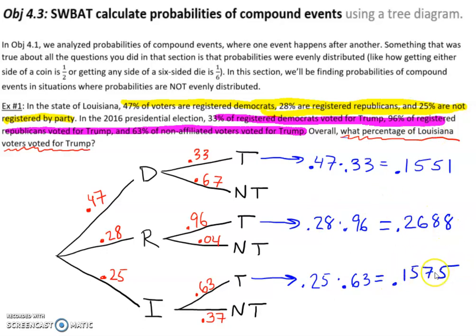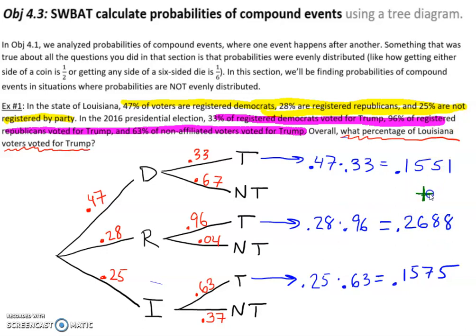And what each of these means, 0.1575 means of all the people in Louisiana, 15.75% of them were independents who voted for Trump. So this gives you kind of like that breakdown of the breakdown. The last thing we're going to do here is just add all these up. This will give you the total percentage of people in Louisiana who voted for Trump.